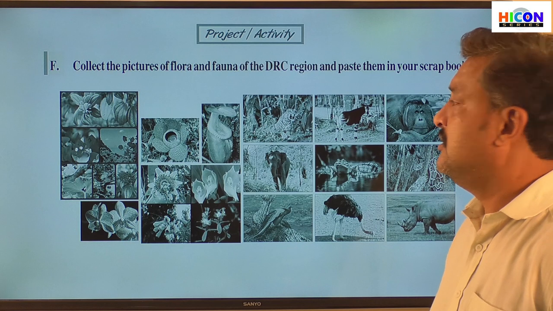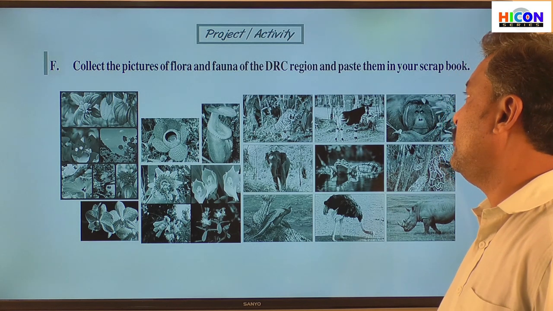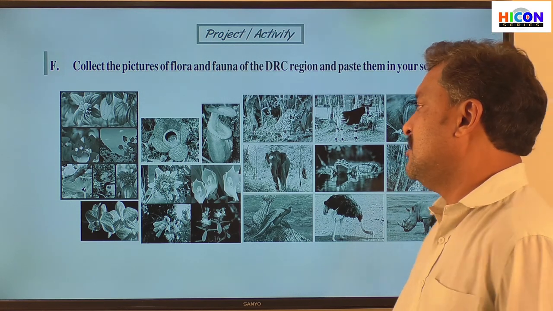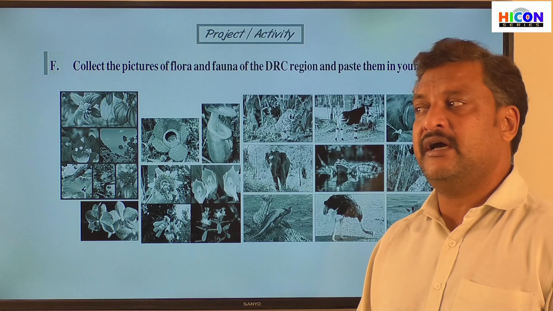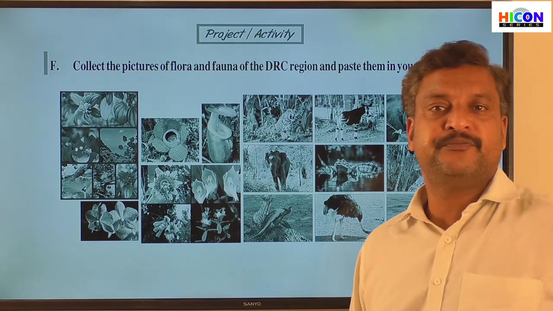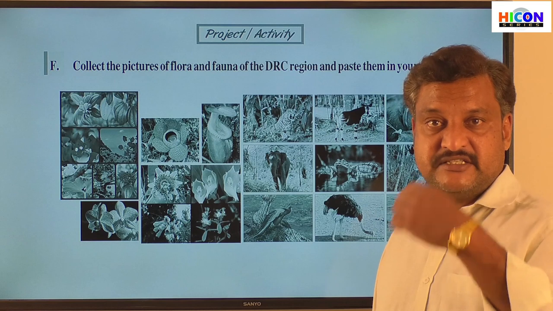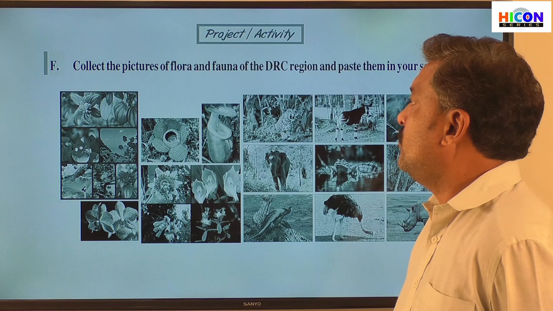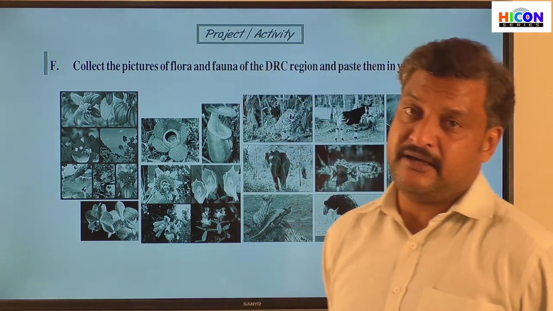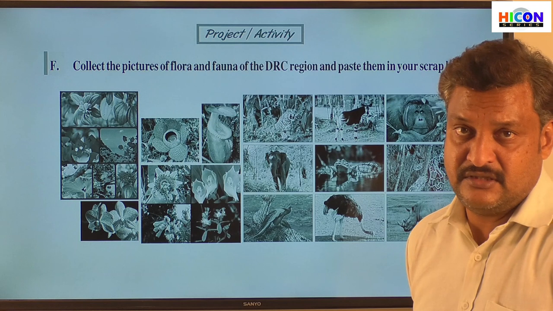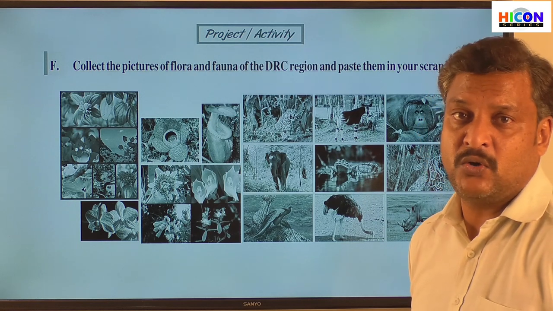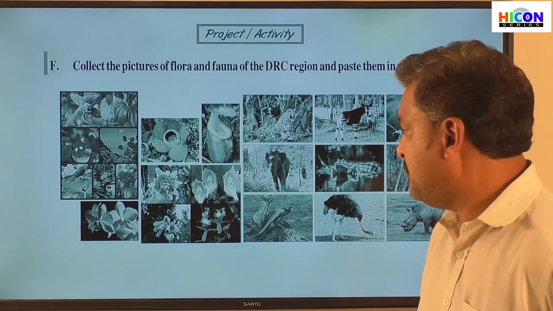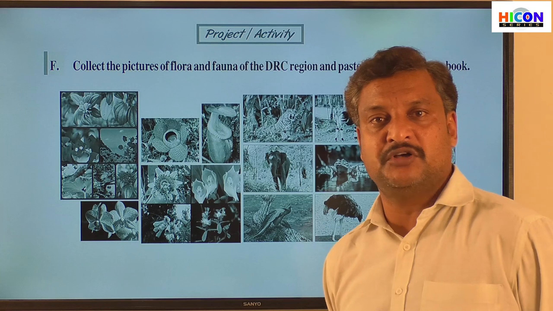Project or activity. Collect the pictures of the flora and the fauna of the DRC region and paste them in your scrapbook. So in the textbook, actually, image is already given there for you. You can also find more images from Google or different books that we can have, right? So flora and the fauna. Flora means the plants. Fauna means the animals that are found in the Congo Basin region. Okay, you can do that. You can collect the pictures and you can paste them carefully in the scrapbook or the project book.